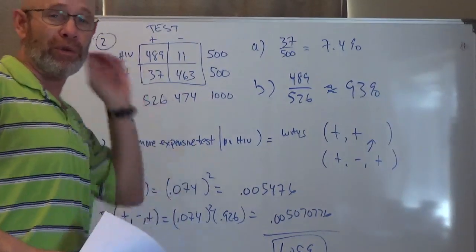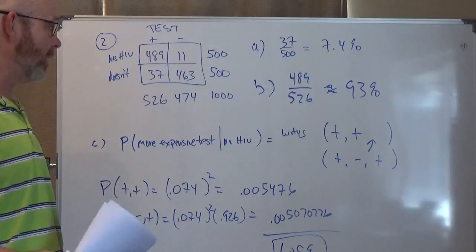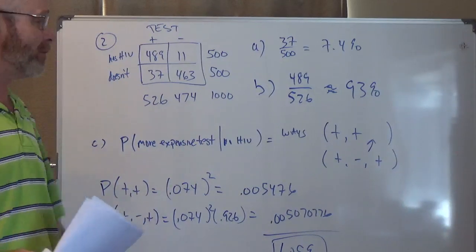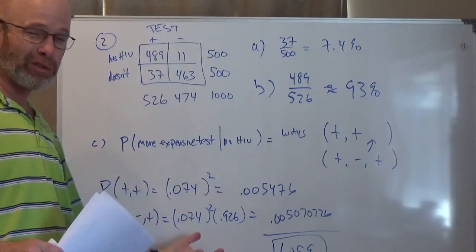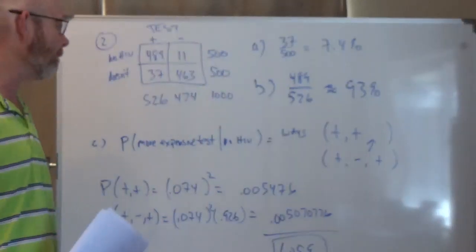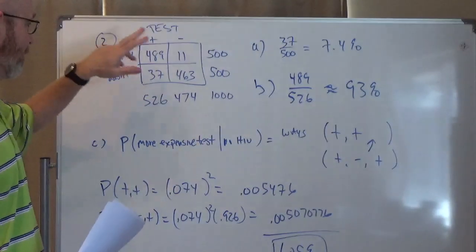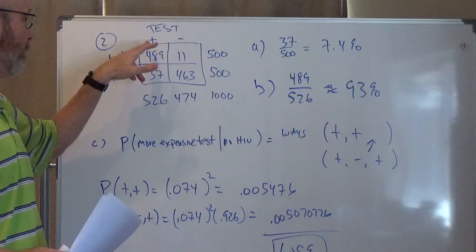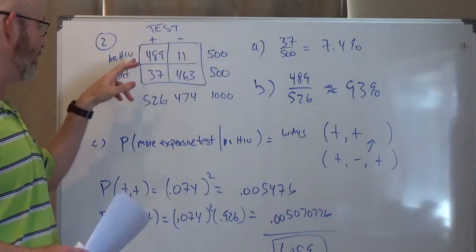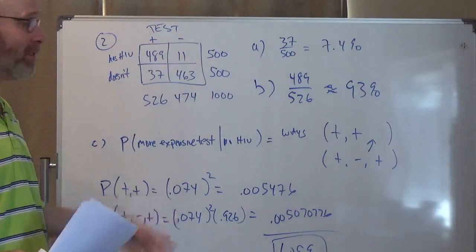Okay, problem number 2. I hope you recognize this as being a pretty common problem that we've had before, especially the first 2 parts. A little twist in part 3, part C, a little bit. So they gave you some info about a test, positive, negative test, whether they had the disease or didn't have the disease. So we've done many of these problems.